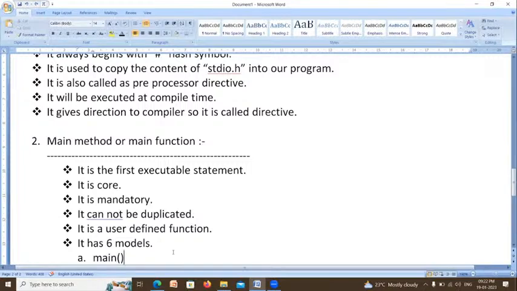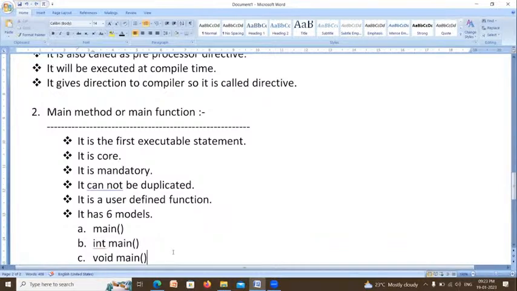It has 6 models. One is main, second one is int main, third one is void main, fourth one is main of void, fifth one is int main of void, sixth one is void main of void. You can use the function in any one of the 6.